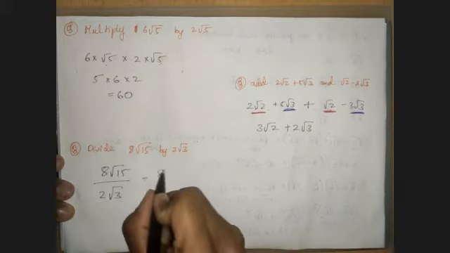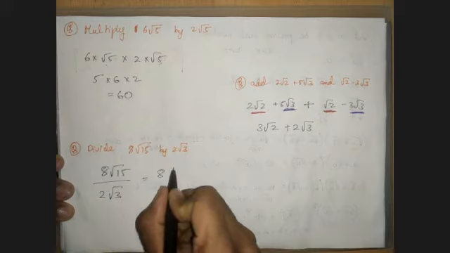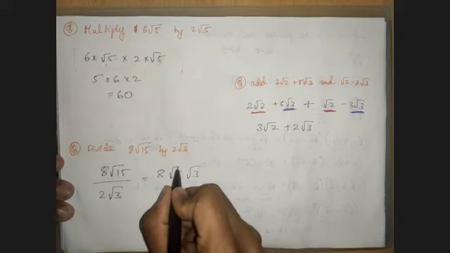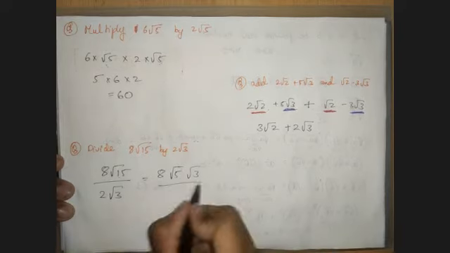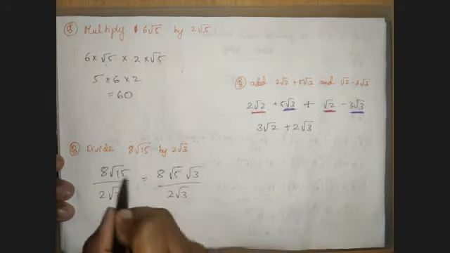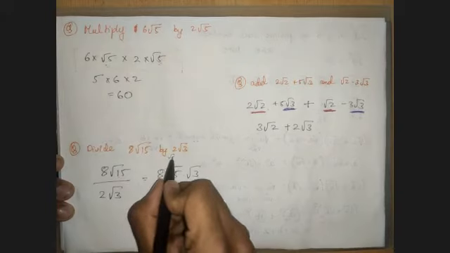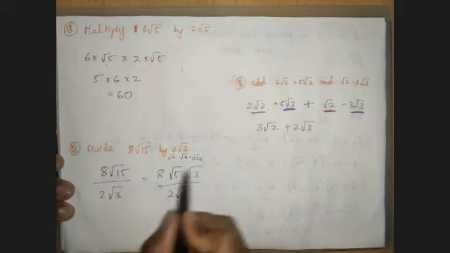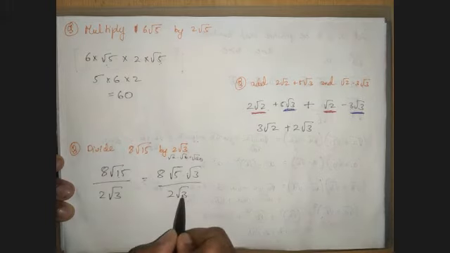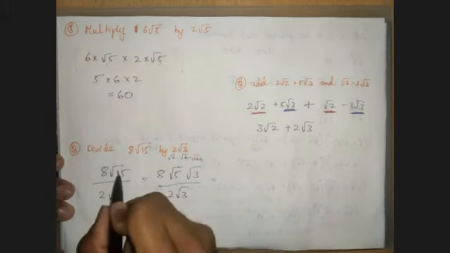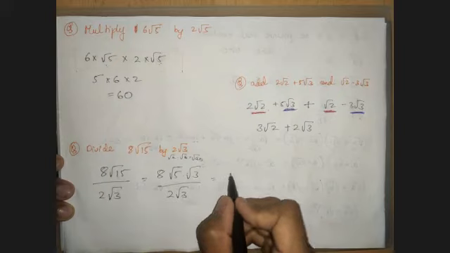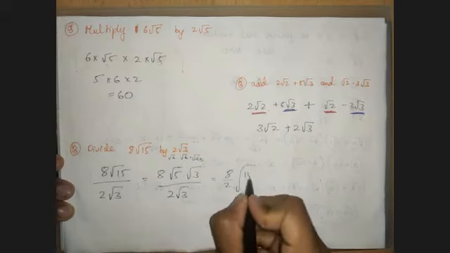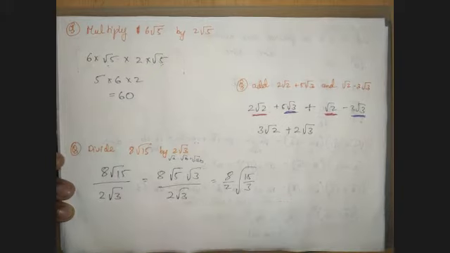So this would be 8 into root 5 into root 3 by 2 root 3. How did I get this? Because root a into root b is equal to root ab. So I use that and I got this. Or we can also write this as 8 by 2 into root of 15 by 3. It is the same thing.